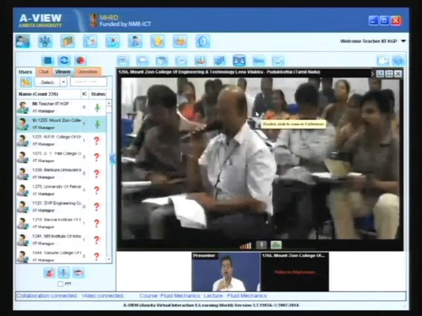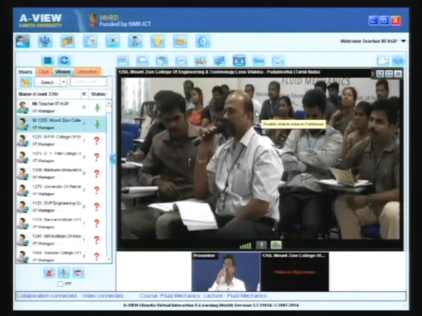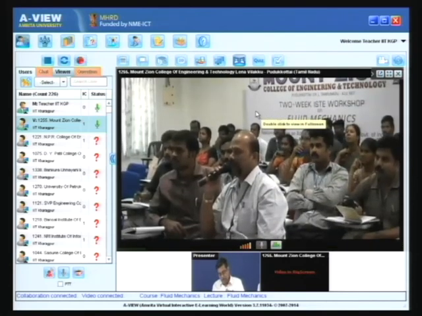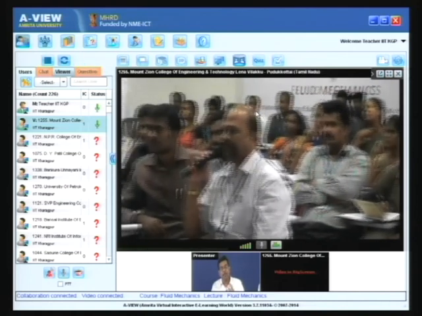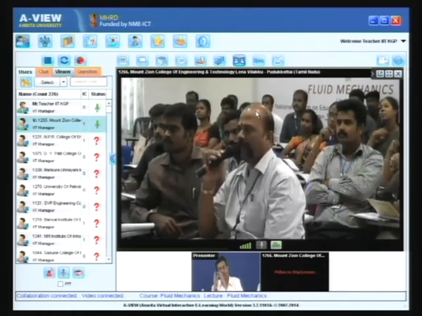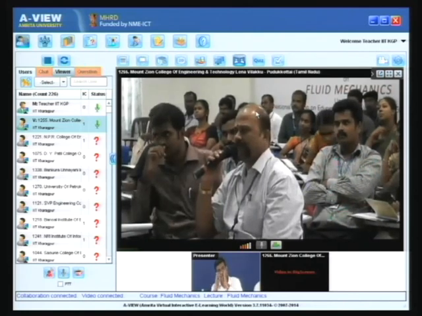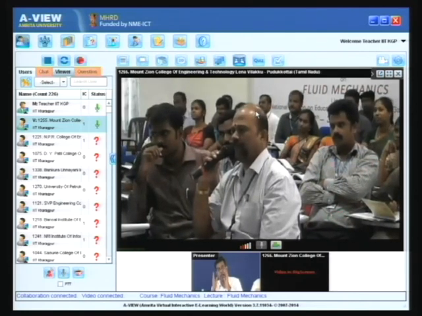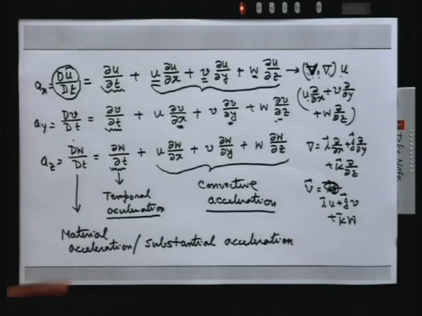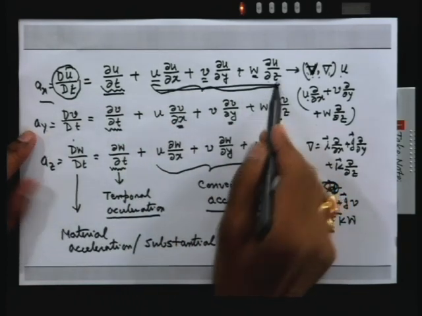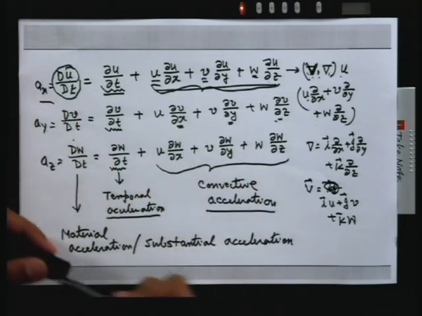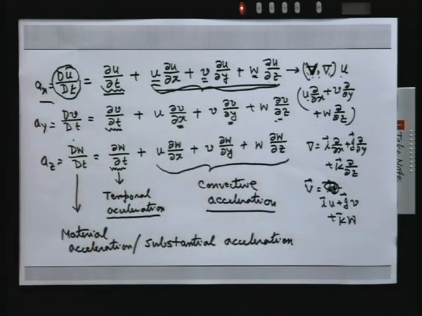Sir, could you please brief about the substantial acceleration? Substantial acceleration, as we have told, is the total of the temporal plus convective acceleration. You can understand it better this way. Take the example of rain going from Kolkata to Jamshedpur. Mathematically this is substantial acceleration, composed of temporal acceleration plus convective acceleration. From mathematics the understanding will not be clear, so I am telling you physically what it is.